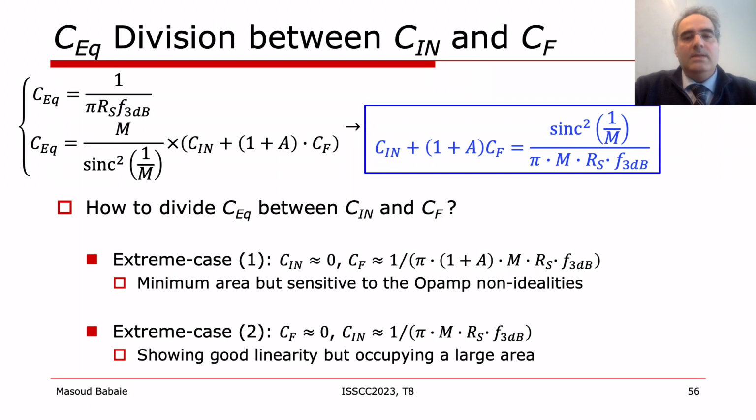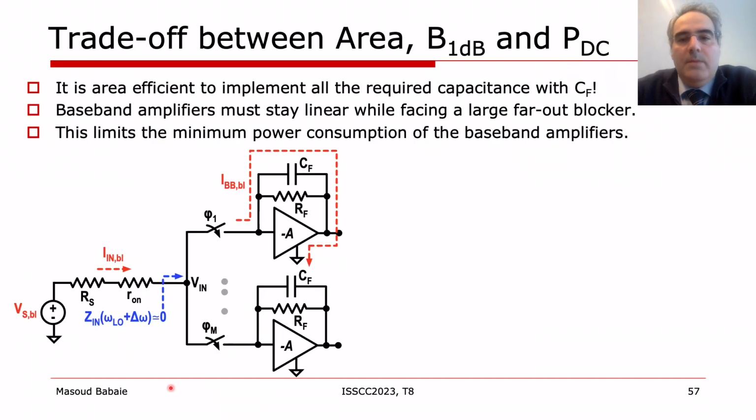In the second extreme case, we remove Cf entirely and implement the required capacitor using Cin. Higher out-of-band linearity and less sensitivity to the op-amp non-idealities can be achieved, but at the cost of a significantly larger chip area occupied by baseband capacitors. To emphasize the importance of Cin on the receiver's linearity performance, let's analyze the mixer-first receiver at far-out frequencies.